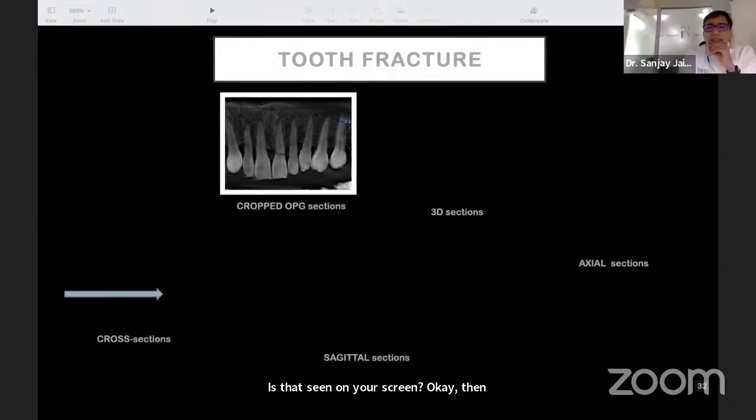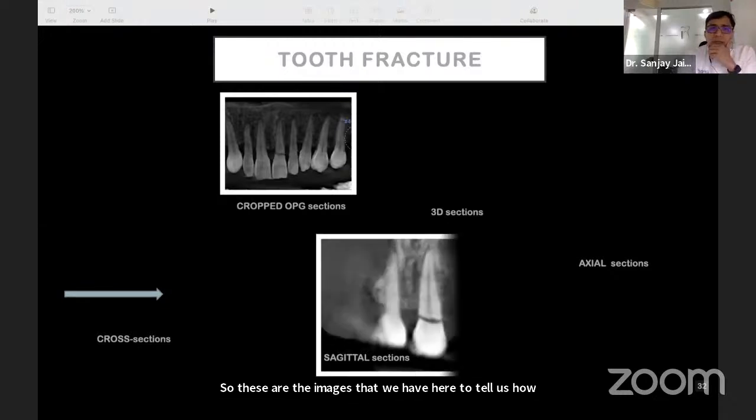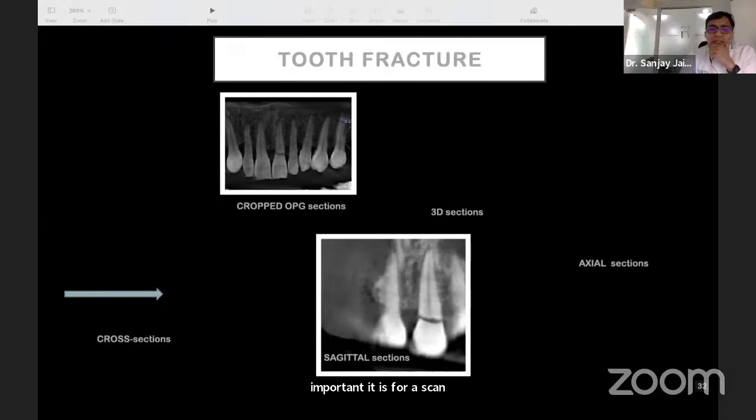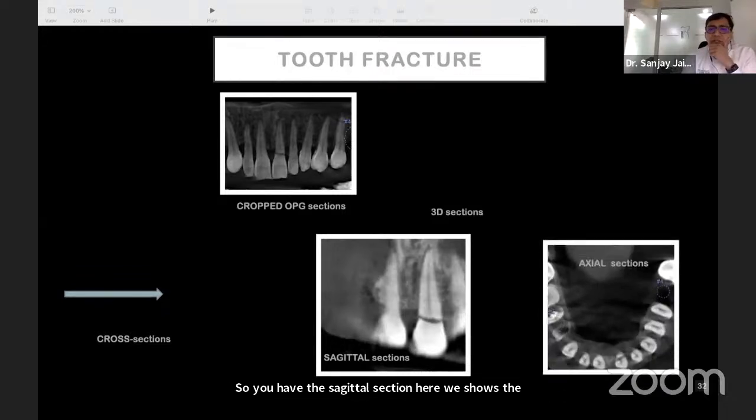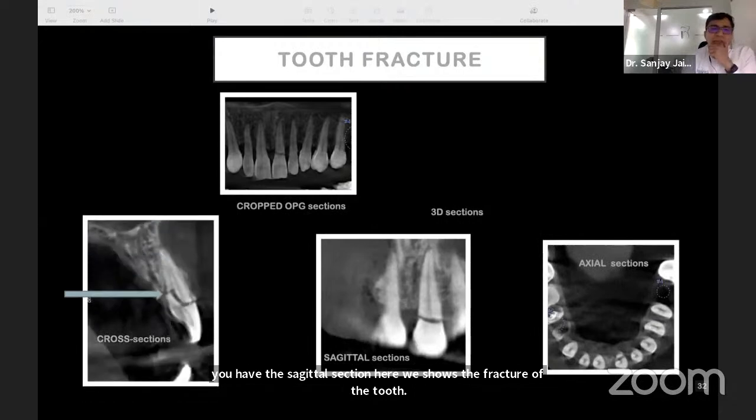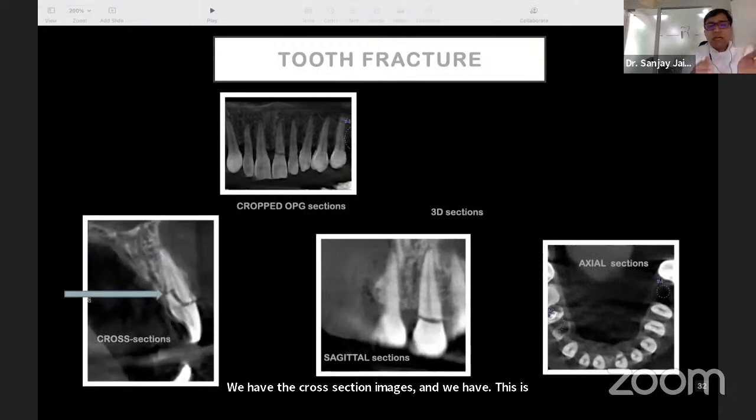Perfect. So these are the images that we have here to tell us how important it is for a scan. You have the sagittal section here, which shows the fracture of the tooth. We have the cross-section images. Now the cross-section image has shown how the tooth has split at 2 different levels, and that will give us an assessment of how difficult the extraction and immediate implant would be.